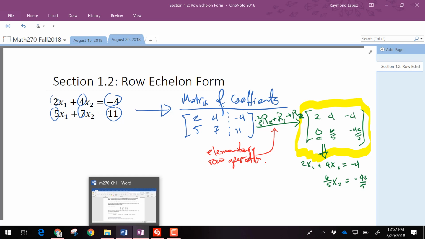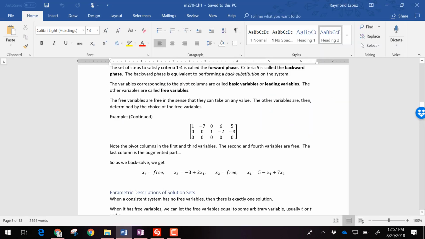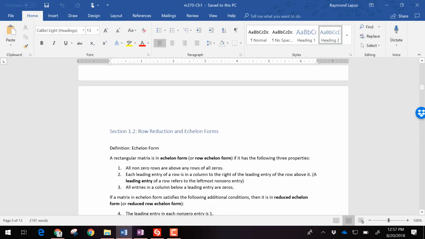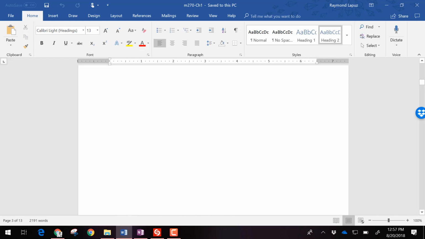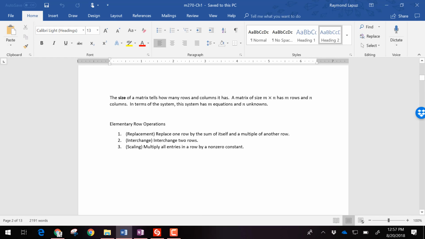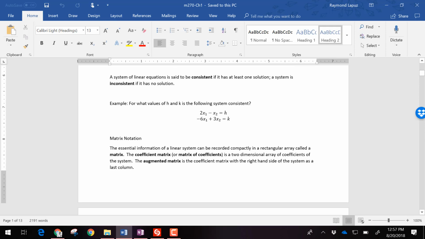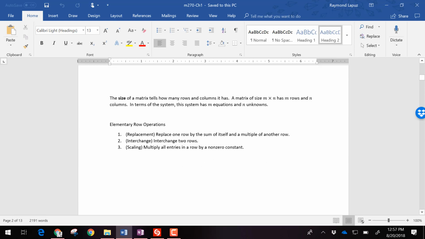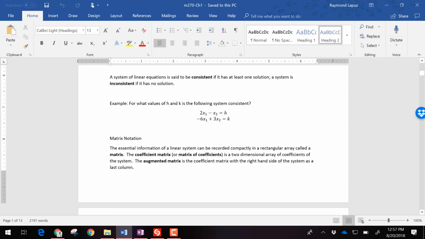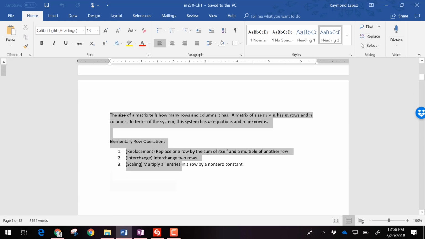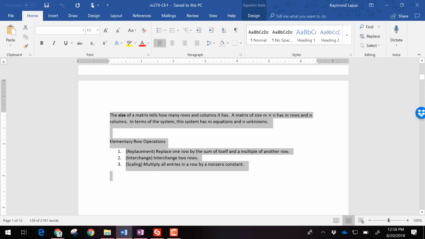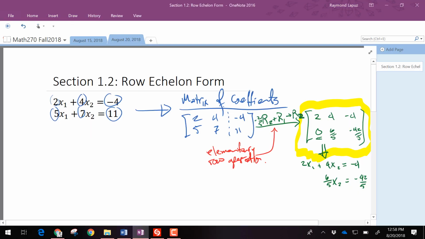All right, let's take a look at some definitions. Actually, we might need to talk about the matrix notation, matrix coefficients, and stuff like that. So let me add these into our notes.